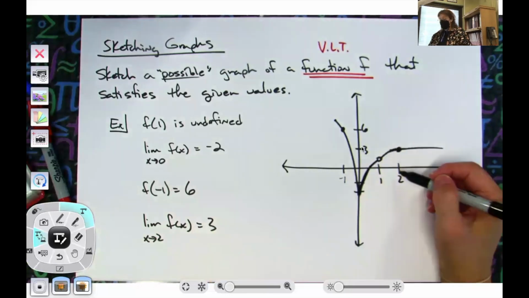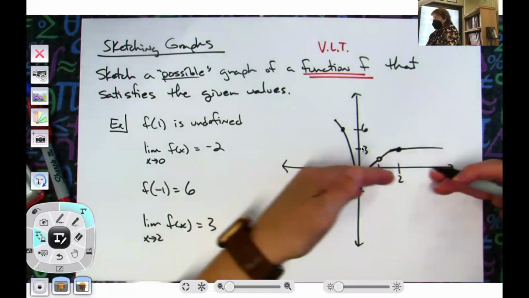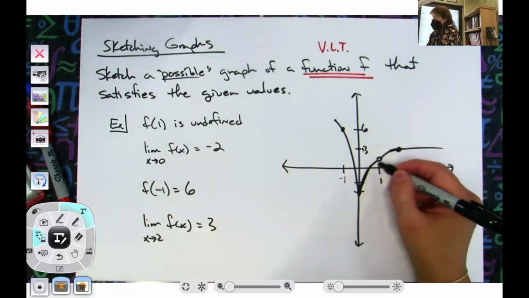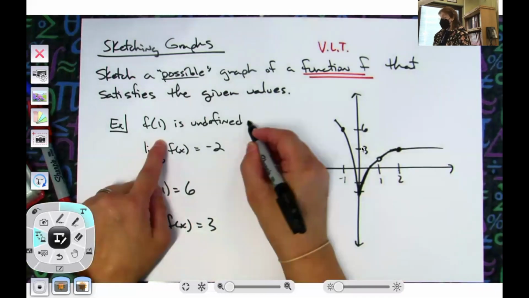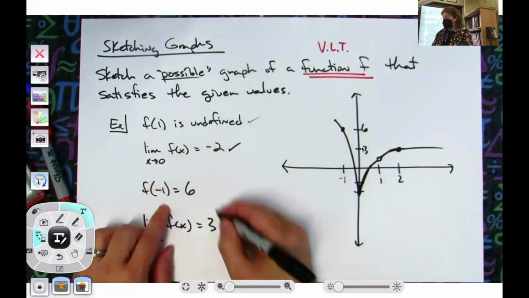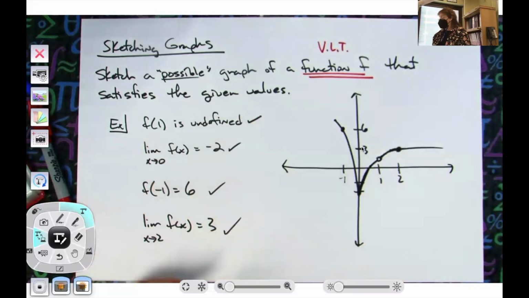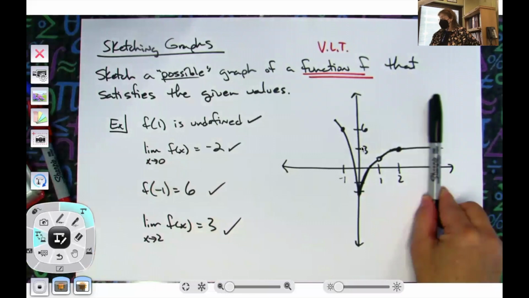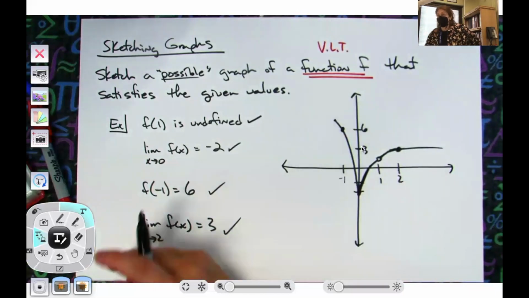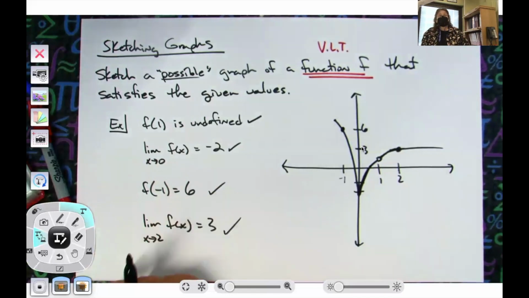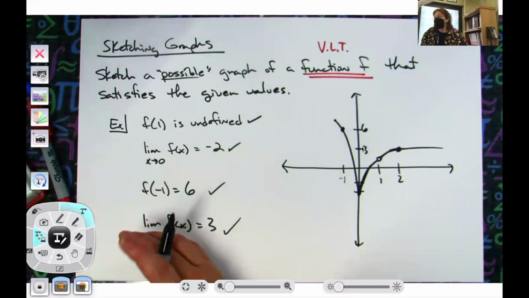Now is the limit as x approaches 2 coming from the right, coming from the left? Am I approaching 3? Yeah, I've got that. I've got this, I've got this, I've got this. Now, does it pass the vertical line test? It passes the vertical line test. All right, one possible picture. This will be challenging to begin with until you get used to it.